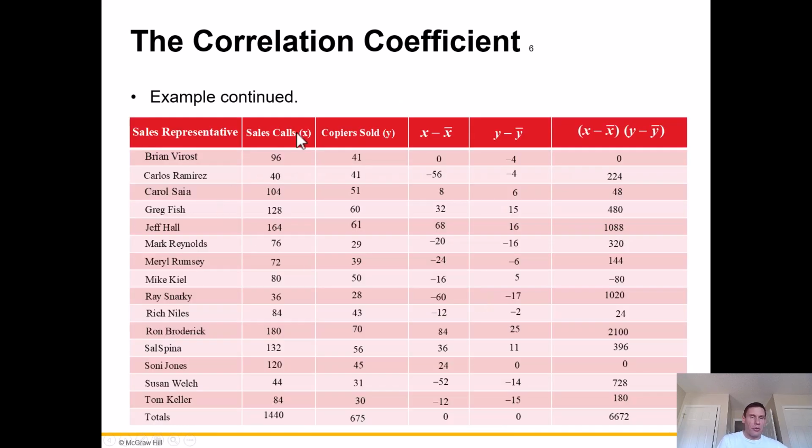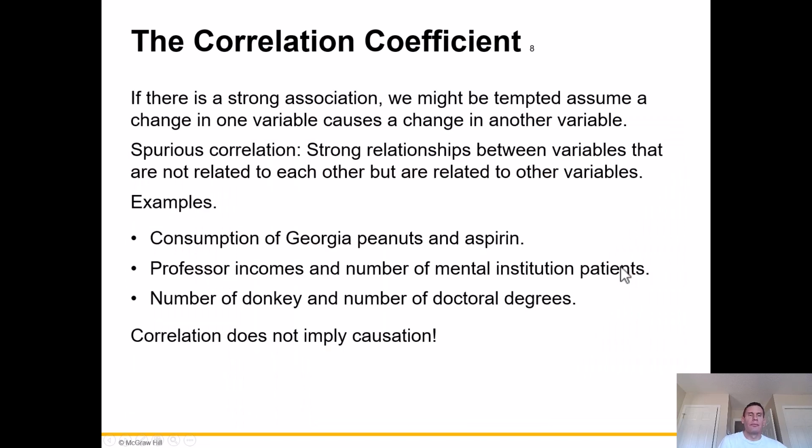So here you can see the sales calls and the number of copiers sold. We've got the sales reps on the left here. We've got the differences between the x values and the mean for x, and then for y, the differences between y and the mean for y. And then all we have here are the products of the differences. So if we say, for example, -56 times -4, it's going to give you that 224, and so on and so forth.